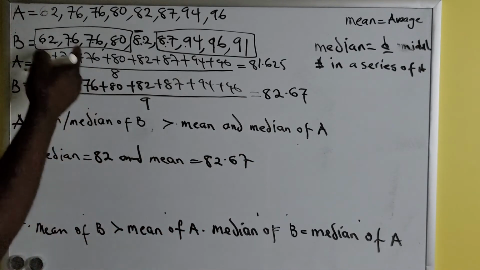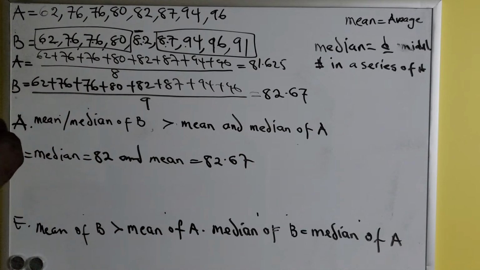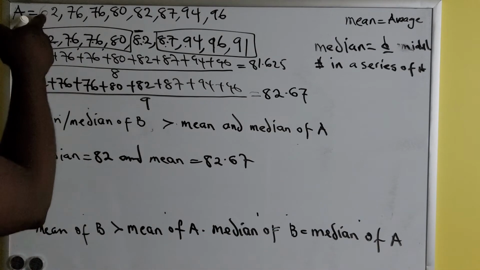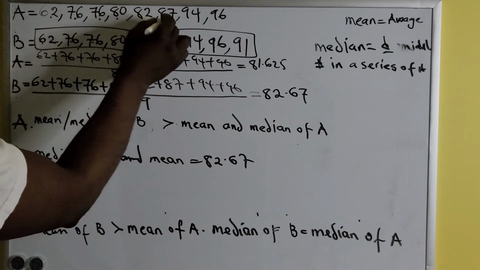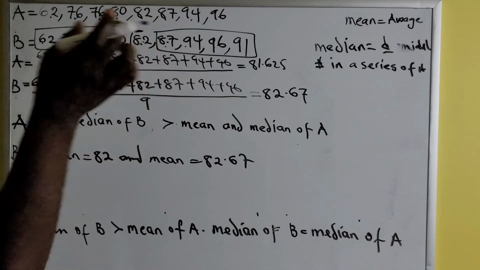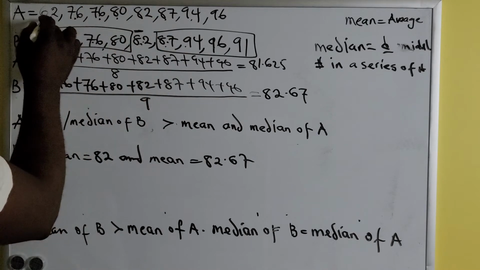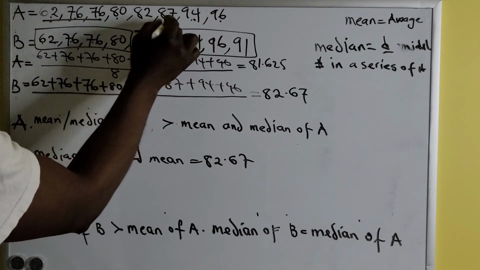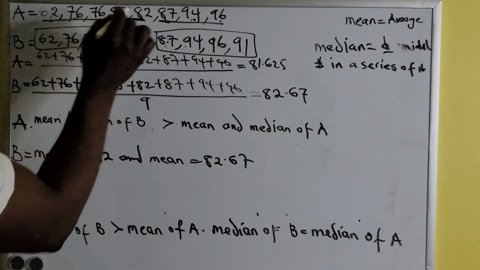82.67, right? And then for this one, the median: 1, 2, 3, 4, 5, 6, 7. Yeah, the even number of items. So the median is going to be the addition of 2 numbers. So you got 1, 2, 3, 1, 2, 3. So you're going to add these 2 together, right?